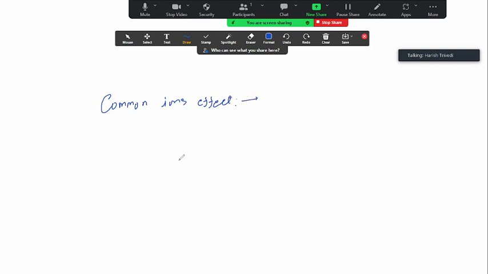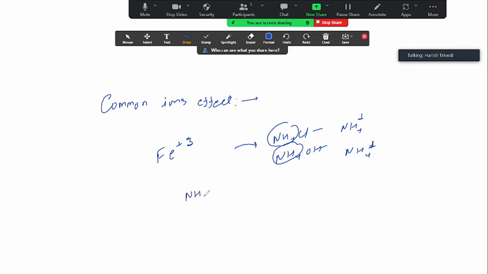Common ion effect we have already discussed when we were discussing the precipitation of ferric ion, where we are adding ammonium chloride and ammonium hydroxide. These two, one is a salt and another is a base, will give one same ion, which is ammonium. So what will happen? You can explain it very nicely.